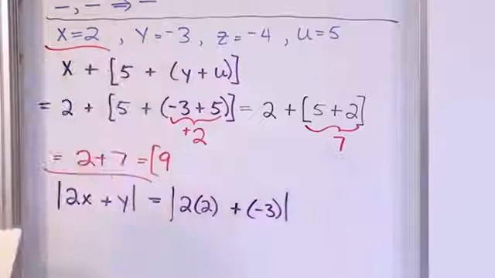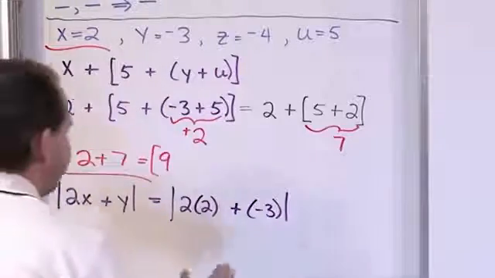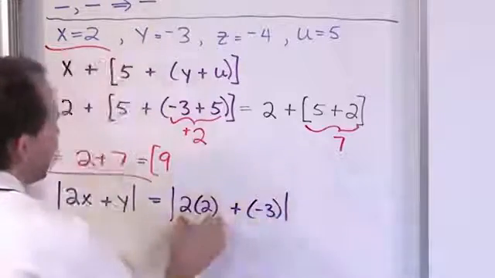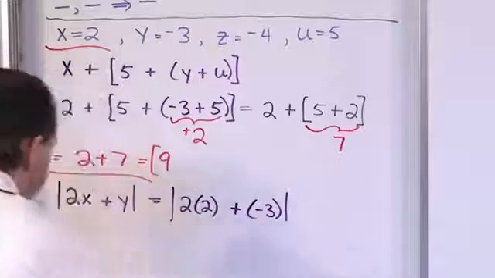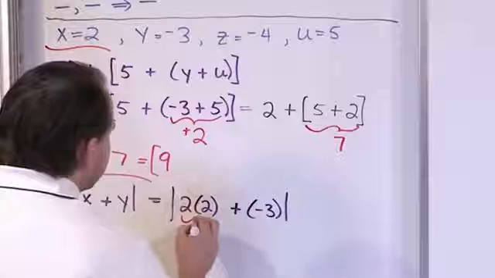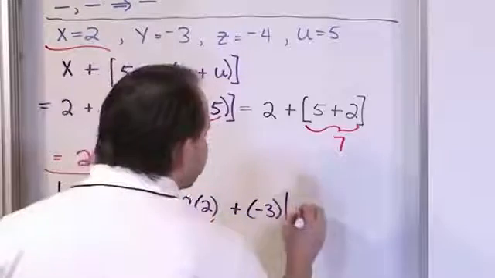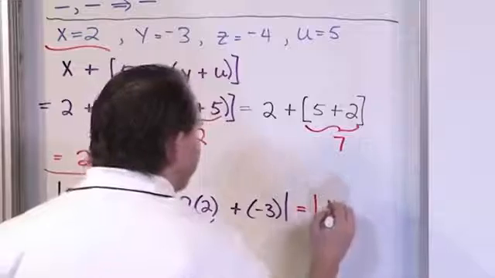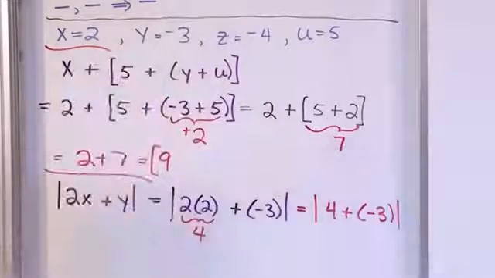All right, like this. Now, order of operations tells us we have to do what's inside of the absolute value first. It also tells us that if we have multiplication and addition in here, we always do the multiplication first. So what is 2 times 2? Ladies and gentlemen, 2 times 2 is just 4. Okay? So what we really have is absolute value of 4 plus negative 3. Like this. This is what we really have.